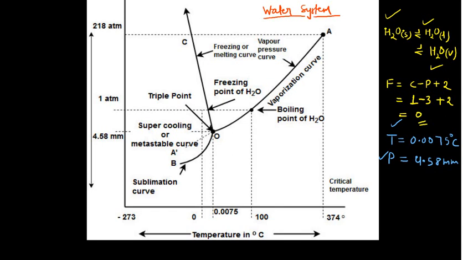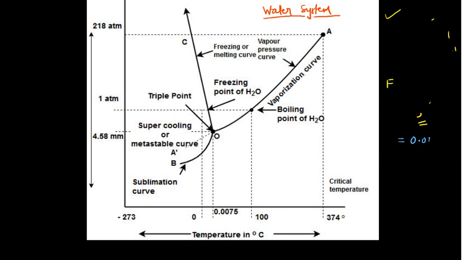Now, if you understood the triple point, now I can take the different graphs. You see, this graph actually is having three curves. First curve is your OA curve, second curve is your OB curve, and third curve is your OC curve. So, one by one I will discuss all these curves. Okay. So, first of all, I am discussing your curve OA.